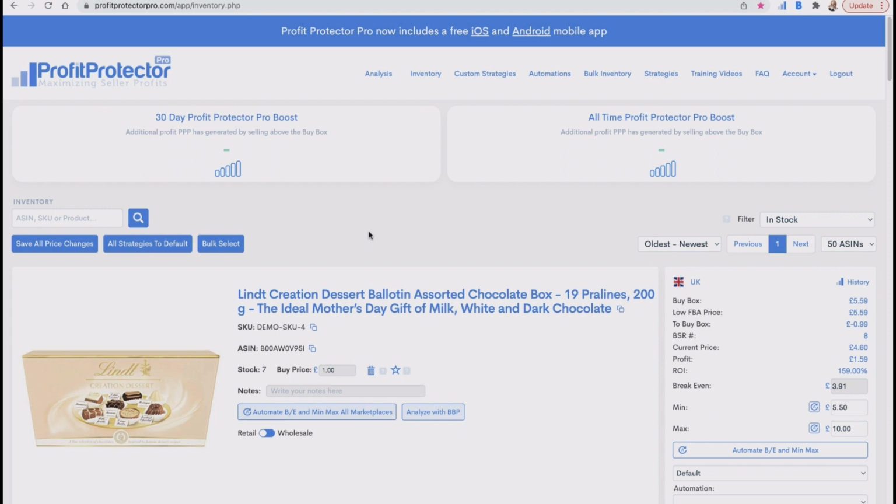So a lot of those sellers will use something called a repricer, because you have to keep your price competitive on Amazon. Otherwise, other people will get that buy box and get the sales. So Profit Protector Pro is a repricer, and what it does is it keeps all our customers' prices where they should be. Now, Profit Protector Pro is different to other repricers.